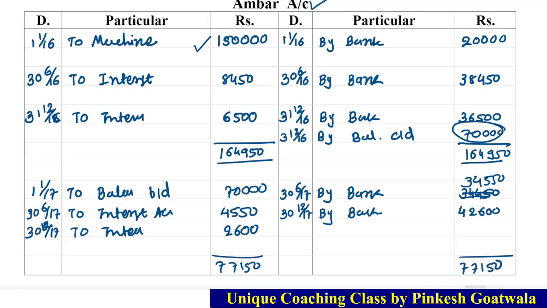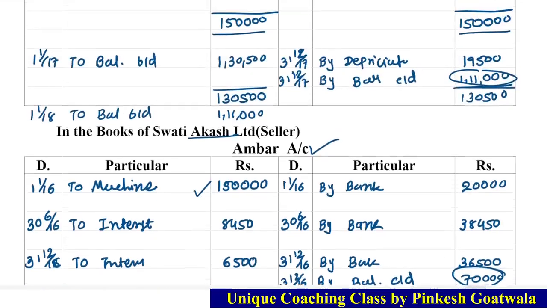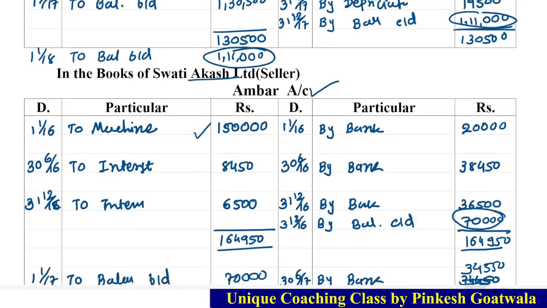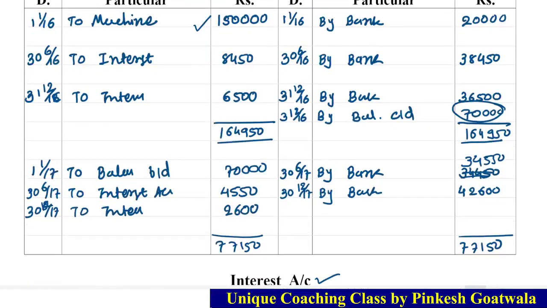Remember, only the asset account will have a balance, and otherwise all accounts will be balanced. In the asset account the balance will come, and all the other accounts will be balanced. Here in the asset account the closing balance is still remaining, and all accounts will be closed.